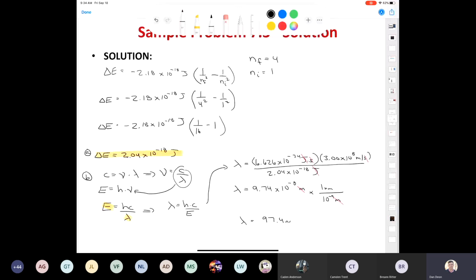And the thing is, you can ask yourself, does this make sense? Yes, absolutely. This wavelength makes sense. It's shorter than what we can see with the naked eye. And so there you go. Looks totally reasonable to me.